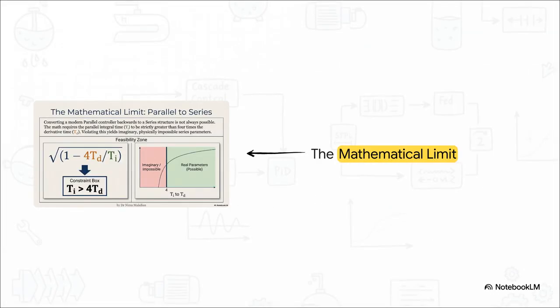However, converting a modern parallel controller backwards into a series structure introduces a strict mathematical limit. It is not always possible, folks. The translation math requires the parallel integral time t sub I to be strictly greater than 4 times the derivative time t sub d. If you violate this constraint, you end up with imaginary, physically impossible series parameters. The ratio of t sub I to t sub d must exist firmly in the feasible zone of real parameters, explicitly avoiding the constraint boundary where t sub I is not greater than 4 times t sub d.